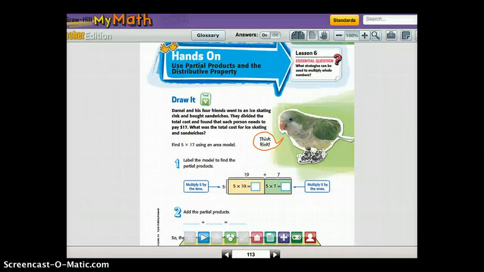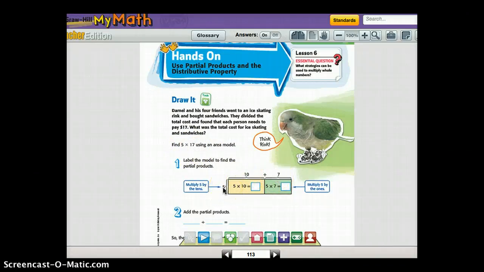Okay, so let's take a look at this in our math book. On page 113, it shows you that same way the video was doing. It gives you the steps into drawing the area model. So this problem is just 5 times 17. So remember, you have to look at the place values to break apart that number. So it's not 1 plus 7, it's 10 plus 7. So they wrote 10 plus 7 up here, and the 5 to the side.